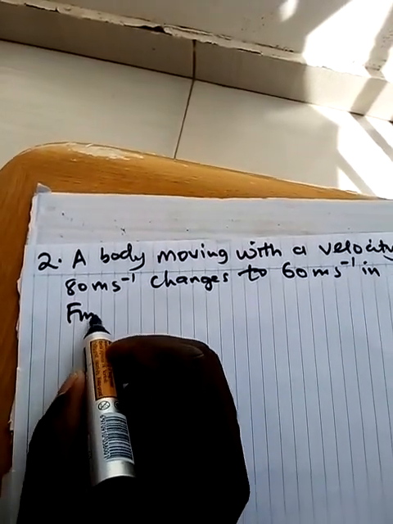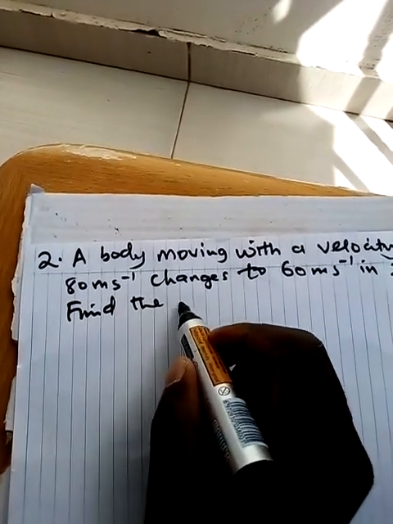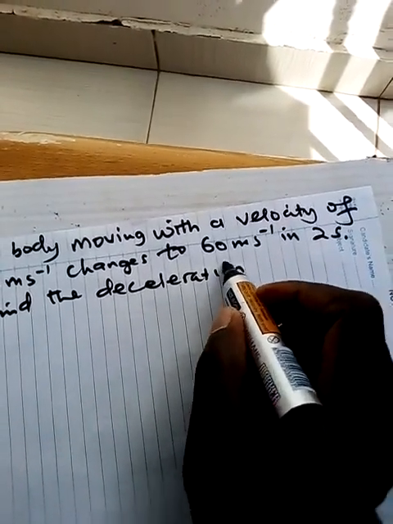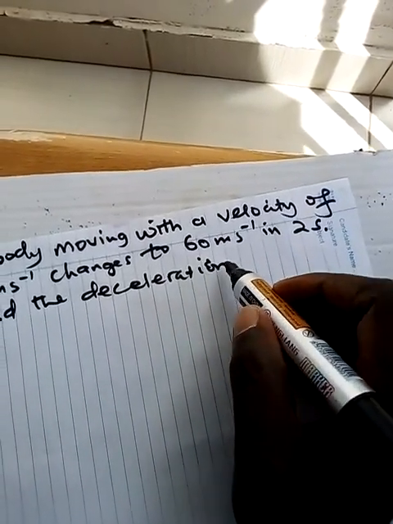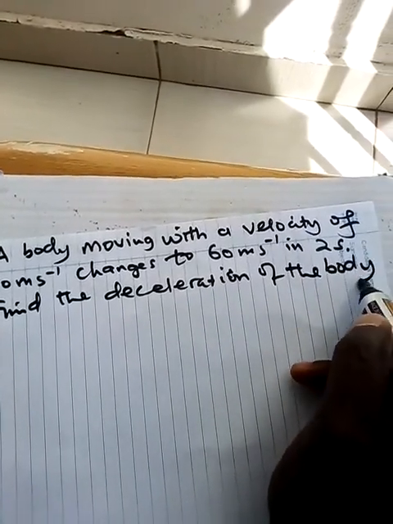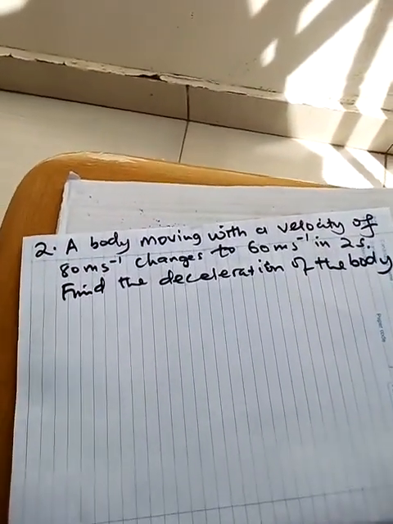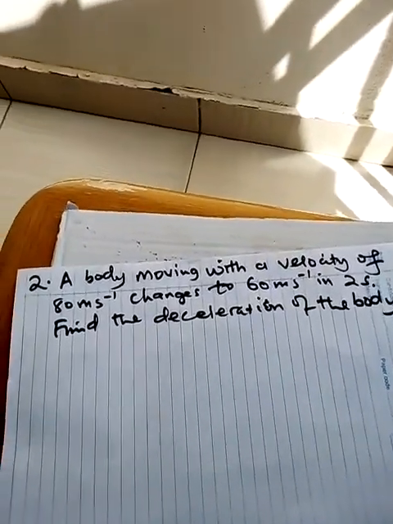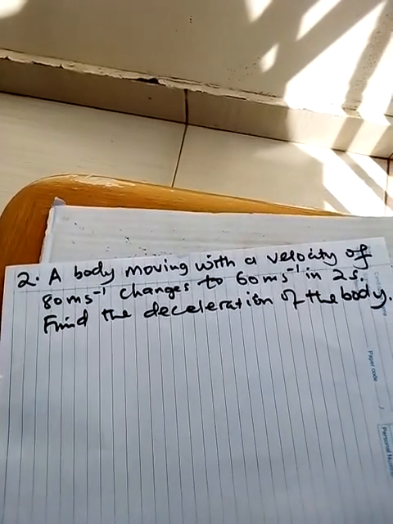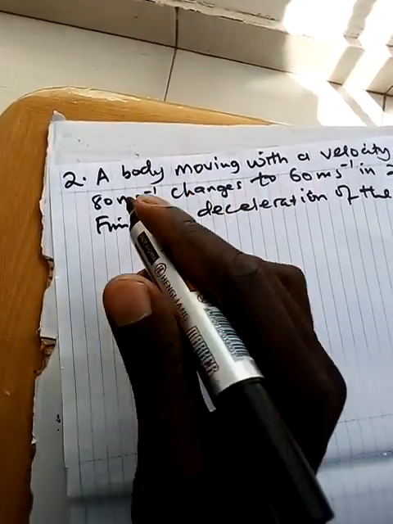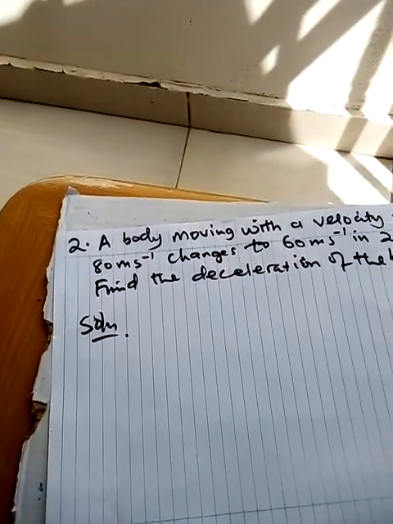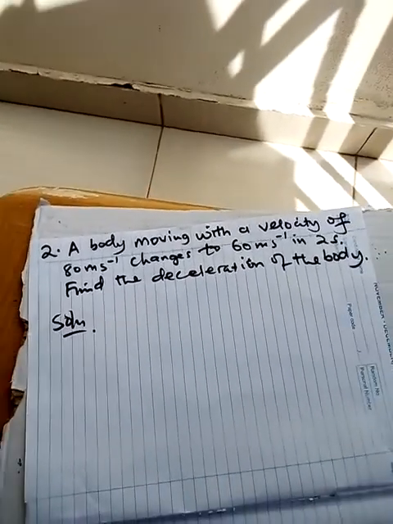The question is, find the retardation or the deceleration. Find the deceleration of the body. Now this time around it's deceleration because the velocity is decreasing. Remember, it's from 80 to 60 meters per second. So here in our solution, remember, deceleration is the reverse of acceleration. In other words, it's the negative acceleration.